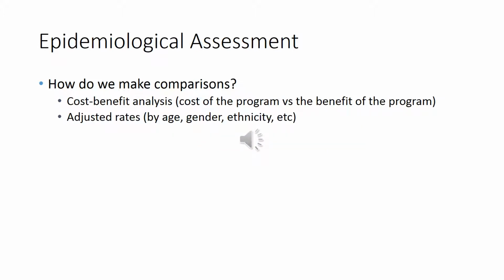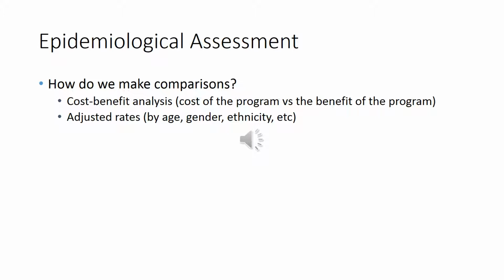There are also other ways we make comparisons, for instance, cost-benefit analysis, which tells us whether the cost of the program is worth the benefit that we get from the program. We also look at adjusted rates, so we can adjust rates by age, gender, ethnicity, etc. And this becomes important when we're looking, for instance, at mortality.